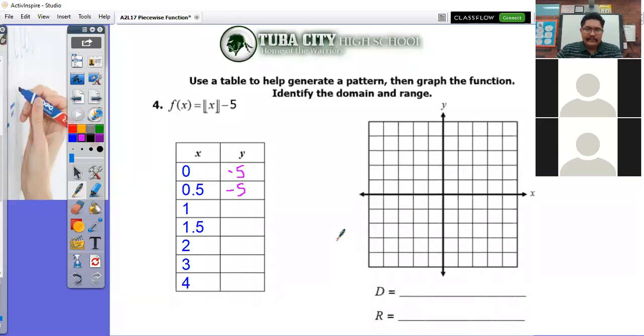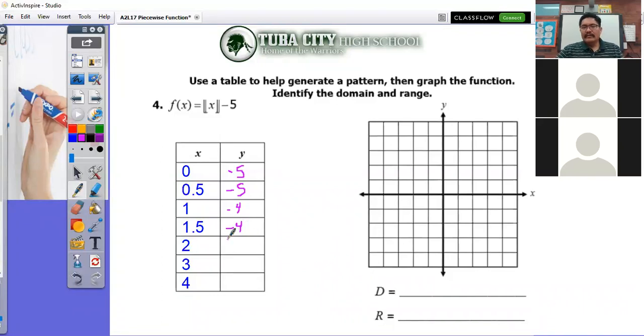And then 1, so let's go ahead and put 1 in there. 1 is already an integer, so we don't need to round it. 1 minus 5 is negative 4. And 1.5, put that in there and round it down. So again, it's not typical rounding, so we always round it down, so that would be 1. And 1 minus 5 is negative 4.